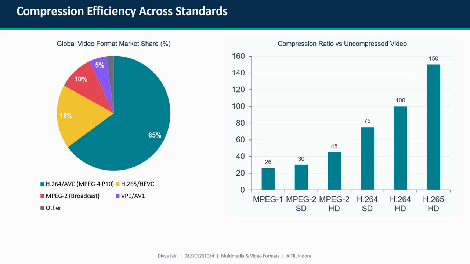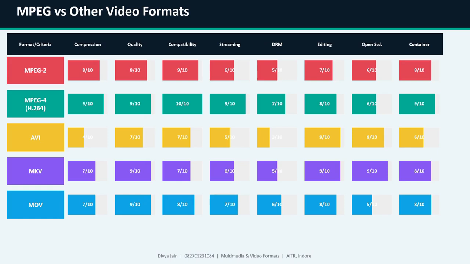Compression efficiency across standards. This chart shows how efficiency has improved across generations, each standard delivering better quality at the same bitrate. This progression is precisely what makes 4K streaming on a home connection possible today. MPEG versus other video formats. Comparing MPEG against other formats. MPEG-4 with H.264 scores highest on compression, quality, compatibility, and streaming. It's the gold standard for modern delivery.